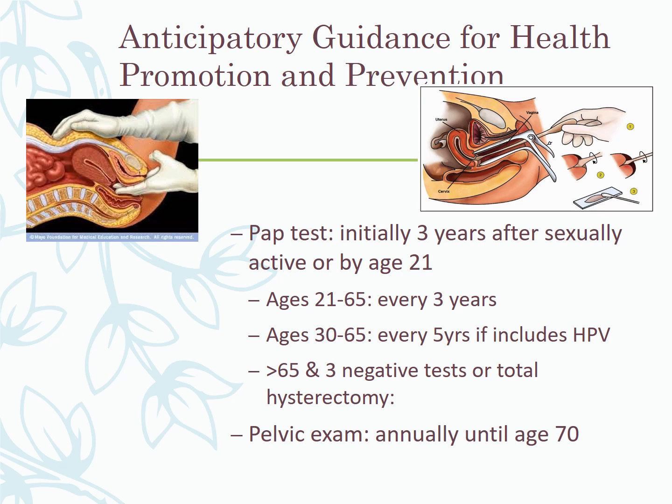All right, so anticipatory guidance. We're still looking at health promotion and prevention. For Pap tests, there's new research that says every 2 to 3 years is good if they've had a negative test. So we want them to initially have one 3 years after they become sexually active, or by the age of 21. Ages 21 to 65, they recommend it every 3 years.